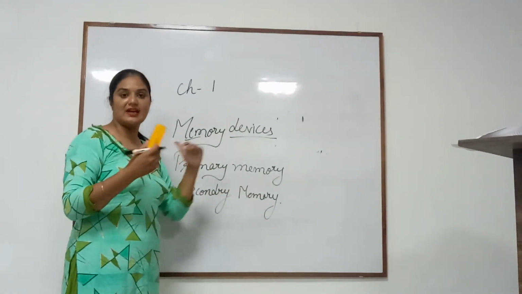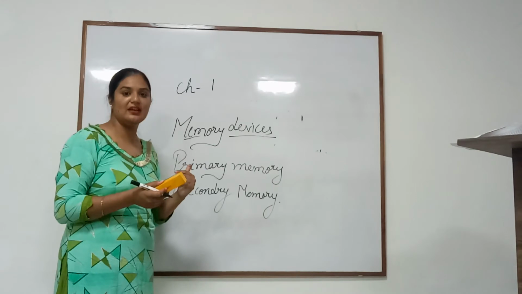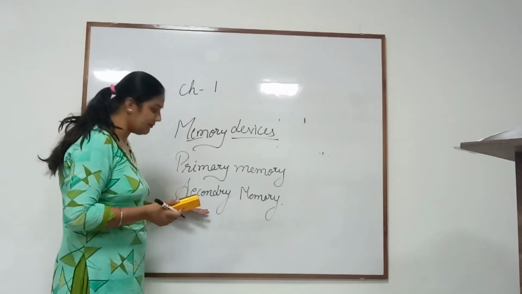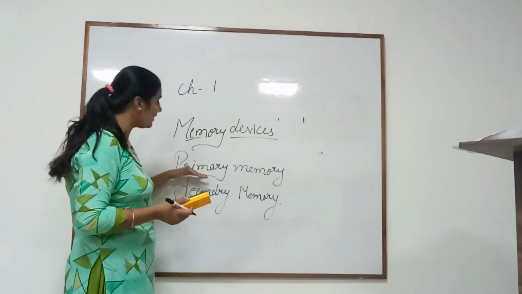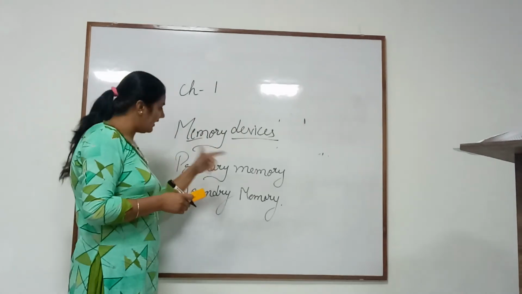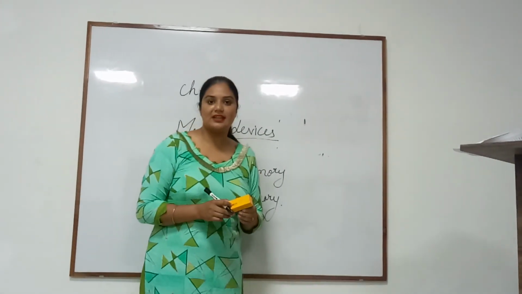these are some devices that we use to store some data, like floppy, DVD, hard disk, pen drive. These are the secondary memory storage devices, and the computer which has its own memory, that is called the primary memory. The next chapter we will discuss in the next video.